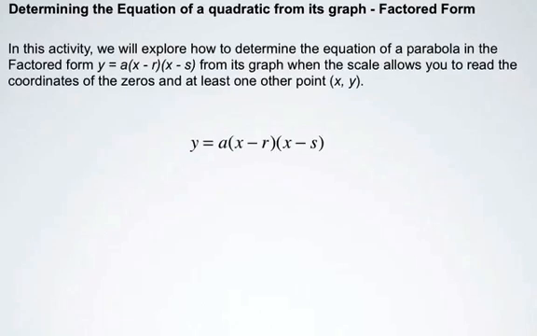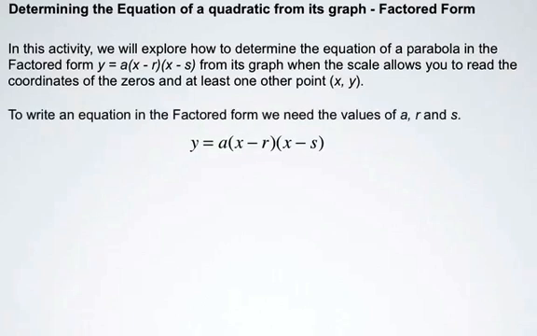Determining the equation of a quadratic from its graph, from the factored form. In this activity, we will explore how to determine the equation of a parabola in the factored form, y equals a times x minus r times x minus s, from its graph when the scale allows you to read the coordinates of the zeros and at least one other point, x and y. To write an equation in the factored form, we need the values of a, r, and s.